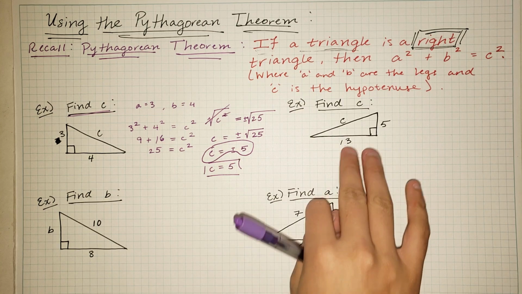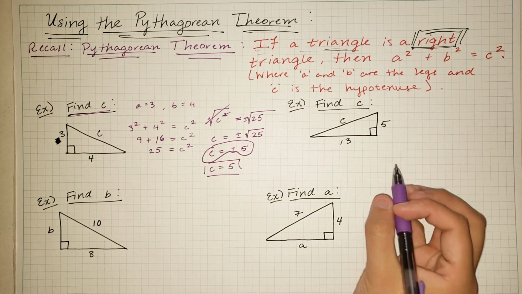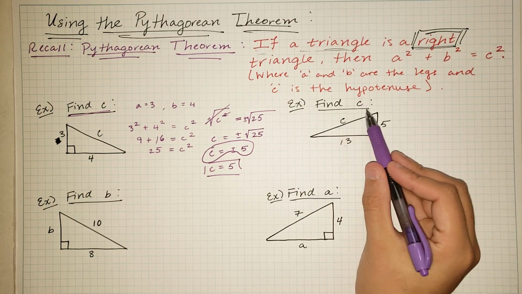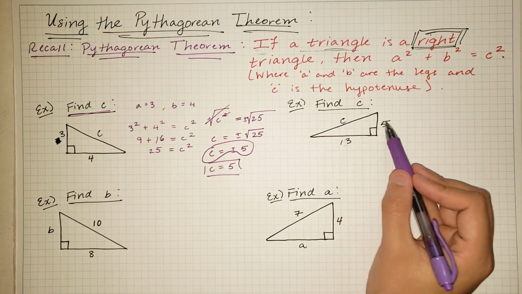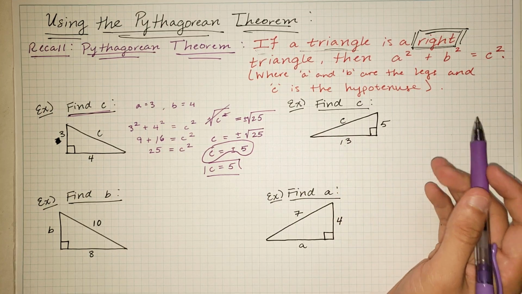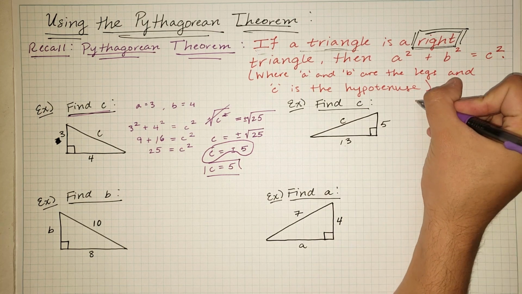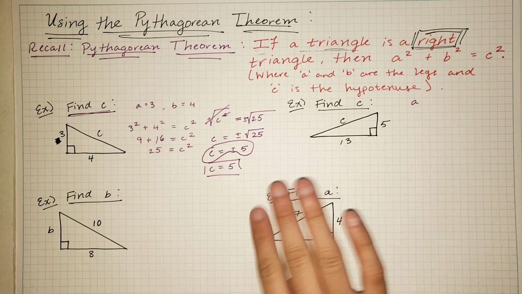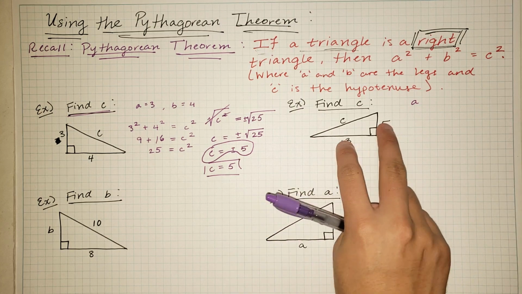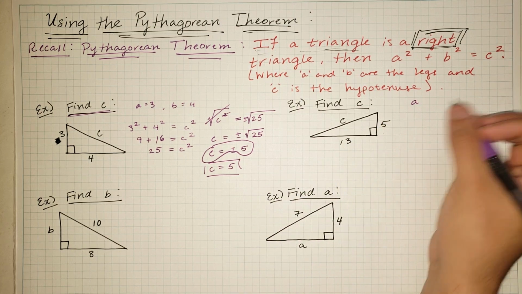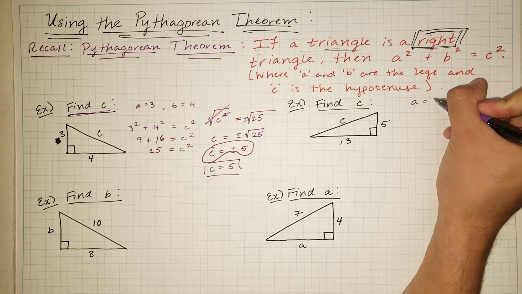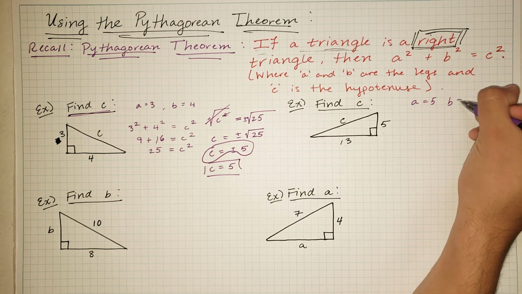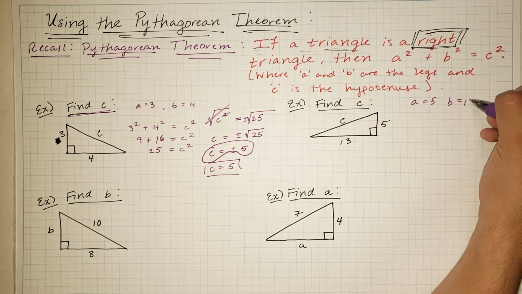Let's go ahead and look at this problem. This one, same thing. They want you to find c, the hypotenuse. You're given both of the legs, so you use that. You assign a a value and you assign b a value. It doesn't matter which, as long as you're consistent. So let's say a in this case is 5, and b in this case is 13.